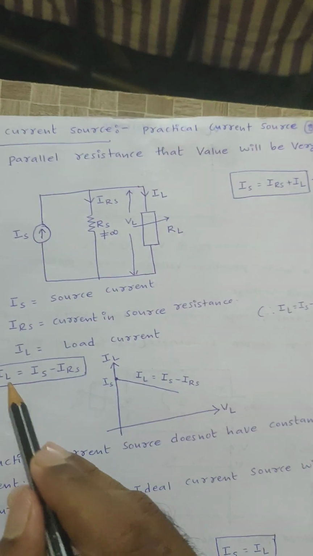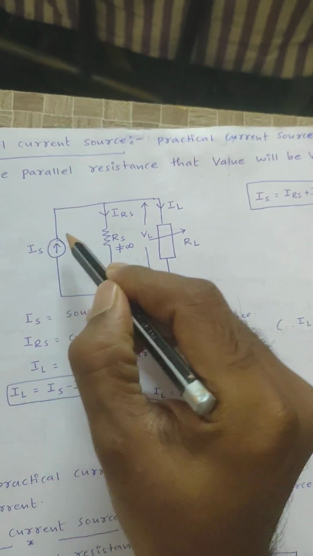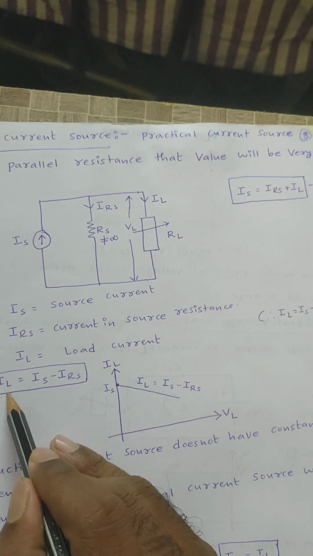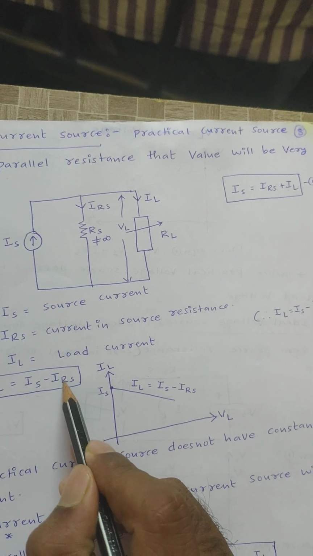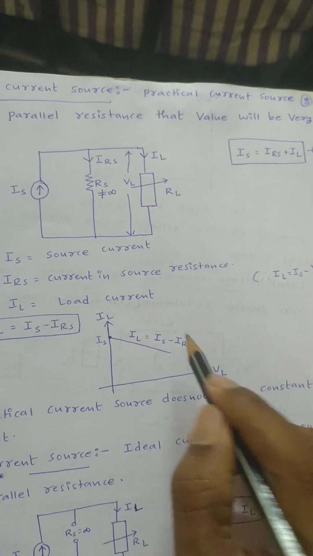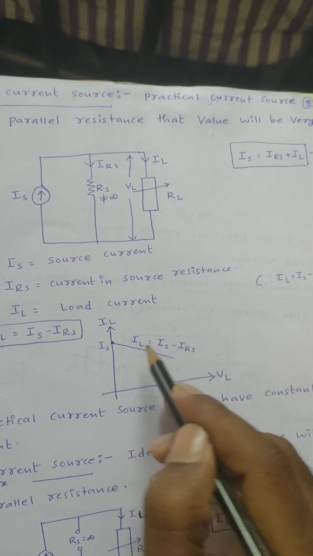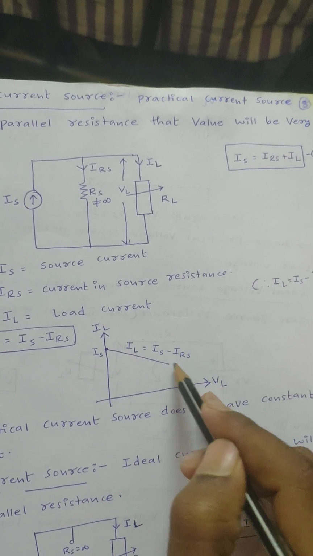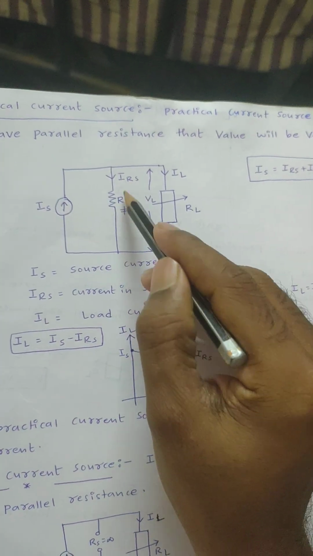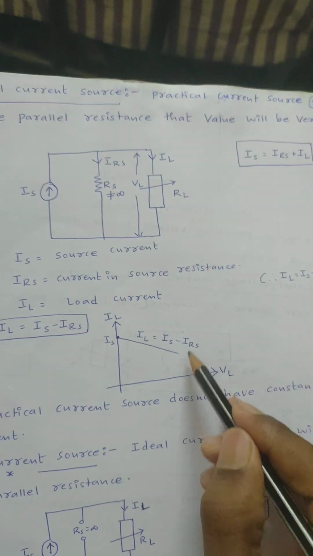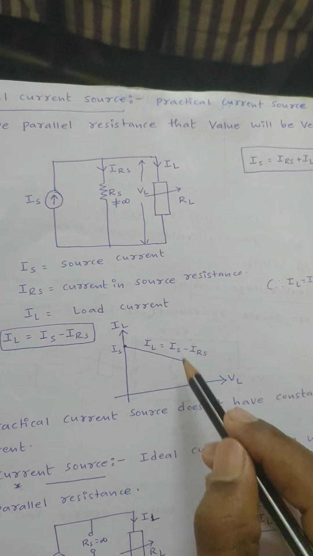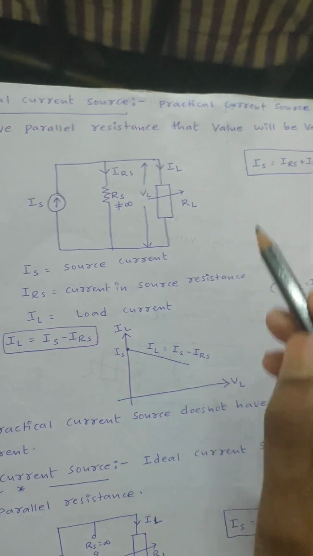Now apply KCL here: Is is equal to IRS plus IL. From this equation, IL is equal to Is minus IRS. If I draw the graph between load voltage versus load current, IL is equal to Is minus VL by Rs, since IRS is nothing but VL by Rs.